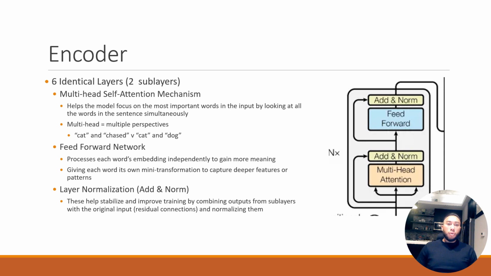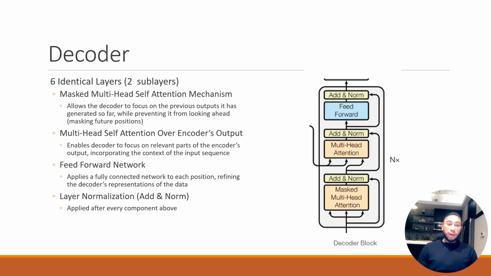Pay attention to how in both the multi-head self-attention mechanism and the feed-forward network layer, a layer normalization is followed right after both components, and that is depicted here as the add-in norm. So these help stabilize and improve training by combining outputs from sublayers with the original input, so the residual connections, and normalizing them. We also have the decoder, which in this paper as well has 6 identical layers and 2 sublayers for each layer.